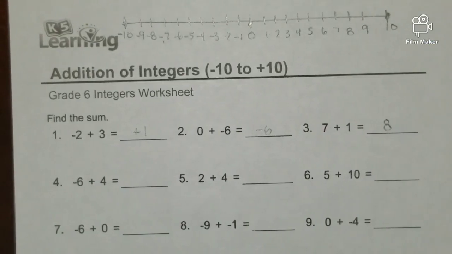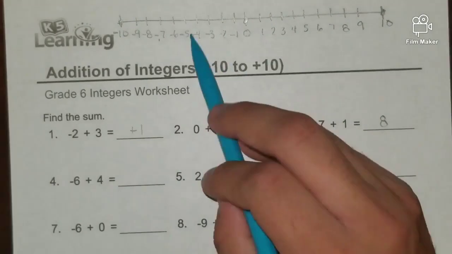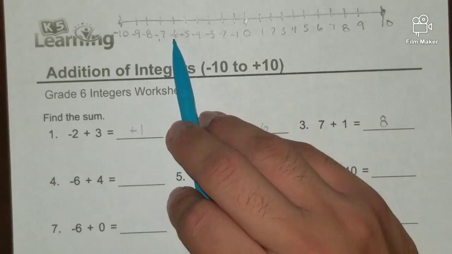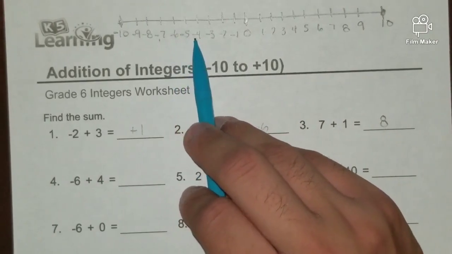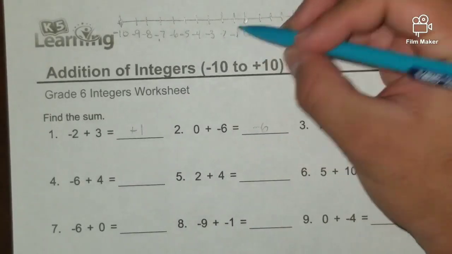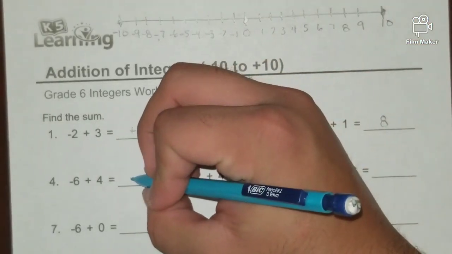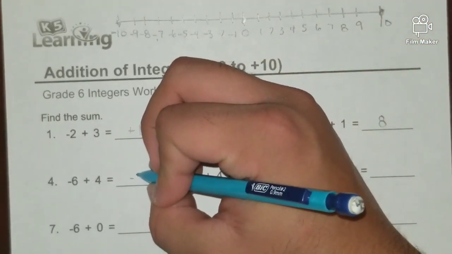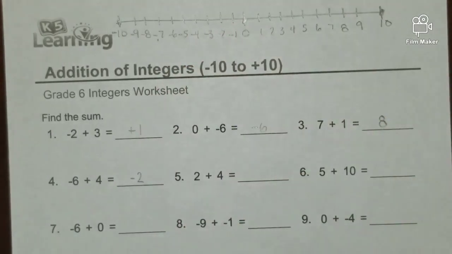For the next one, we have -6 plus 4. So we would start at -6 and go to the right 4. So we go 1, 2, 3, 4. And we land at 2, which would be our final answer. -2, I'm sorry. -2 would be our final answer.